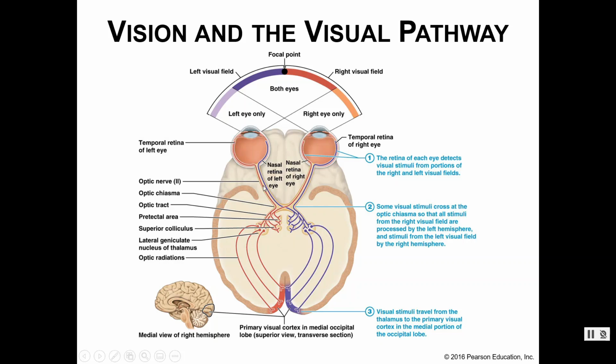Alright, same picture. We have crossed over or not the chiasm. We're going to have to go through the temporal and parietal lobes. We're going for that visual cortex and the visual association areas for processing.